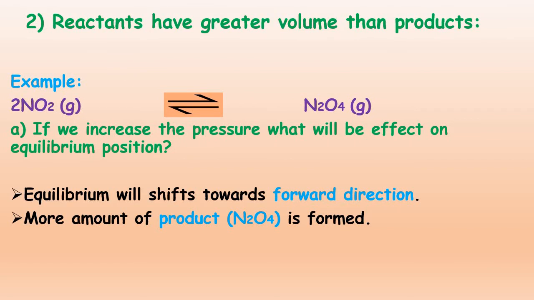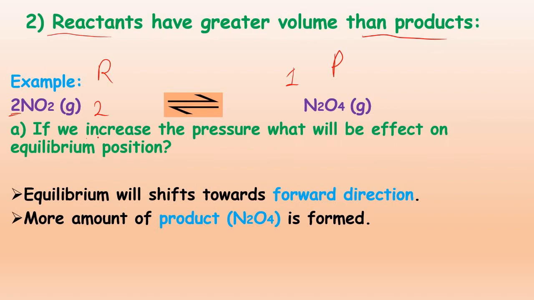Then look here, the second condition is that the reactants have greater volume than the products. Look here, the product has only 1 volume, 1 mole, and when we are discussing the reactant, it has 2 moles. This is the reactant side, and this is the product side. So in the second case, the reactants have the greater volume, and it is very clear from this example that NO2 has the greater volume, meaning 2 moles, and N2O4 has 1 mole.